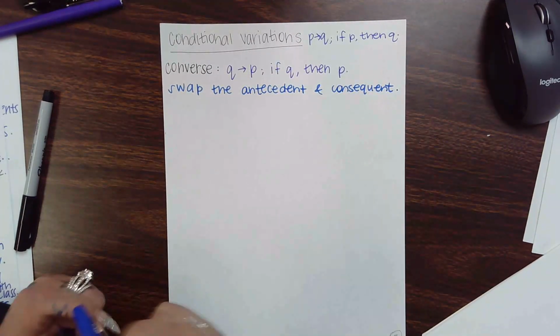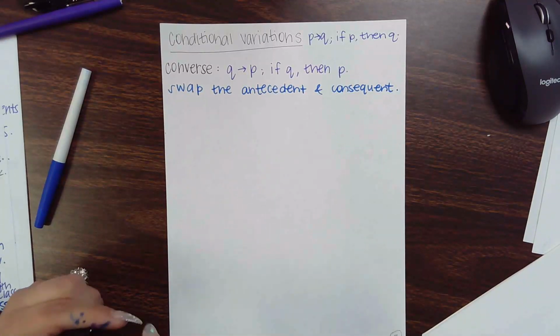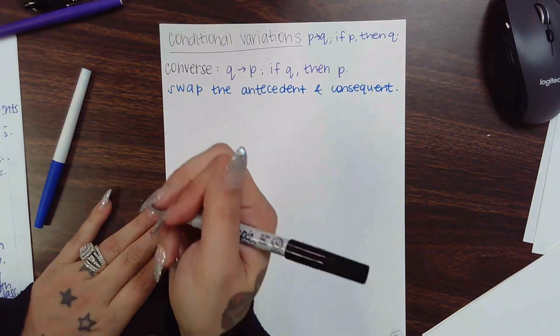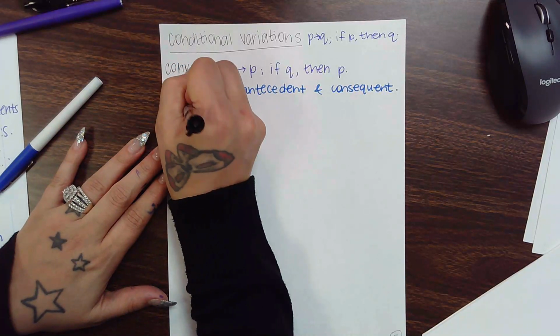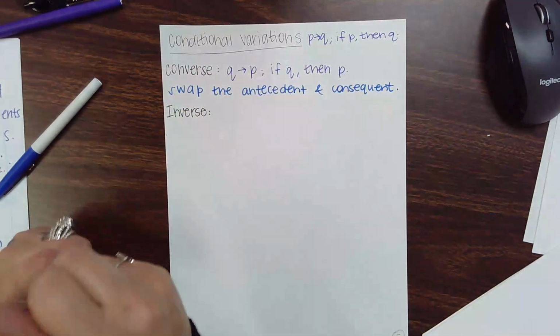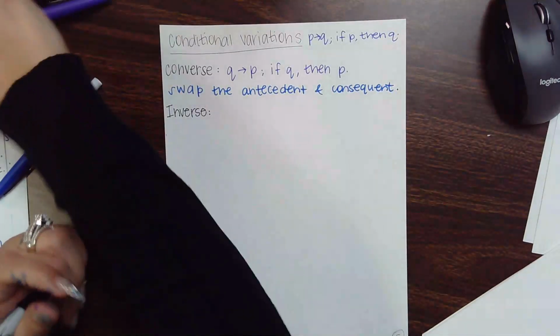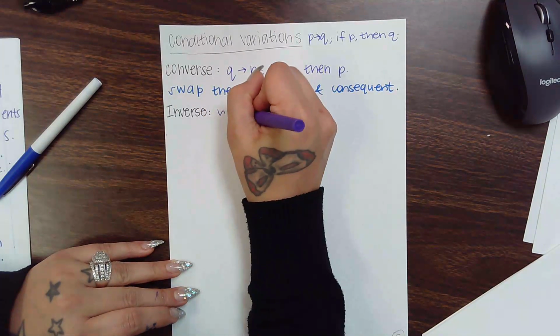Okay. The second variation of a conditional statement is called an inverse. And it is: if not P, then not Q.